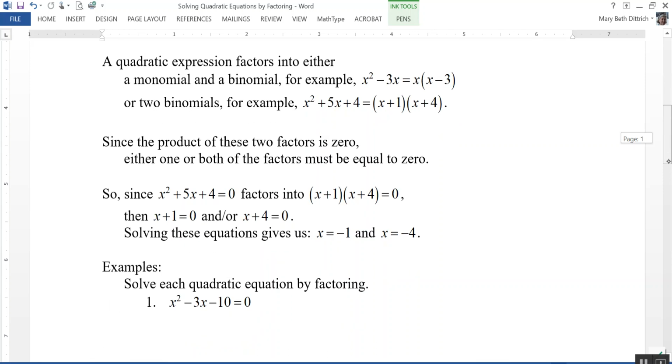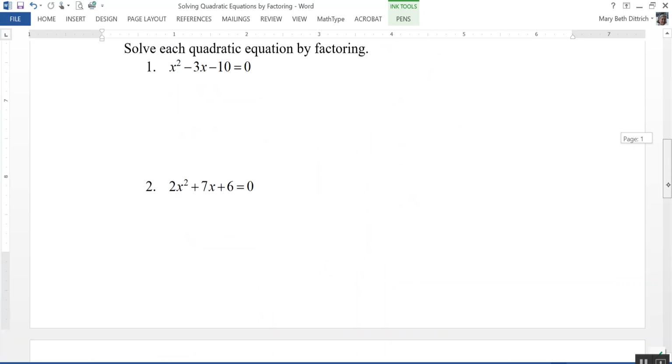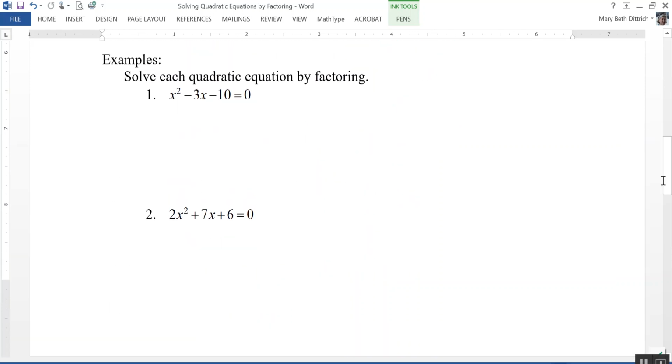So let's take a look at a couple examples here. It says solve each quadratic equation by factoring. And for the first one, we have x² − 3x − 10 = 0. So I need to factor that. This one's going to factor into two binomials. And if you forget how to factor a quadratic expression, go back and rewatch some of those videos. So this is actually going to factor into (x − 5)(x + 2). And since those two factors equal 0, I would set each one of those equal to 0.